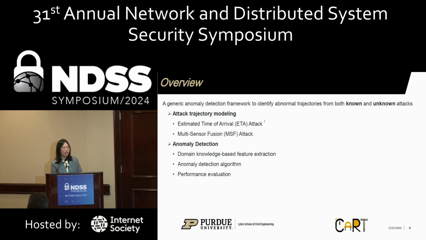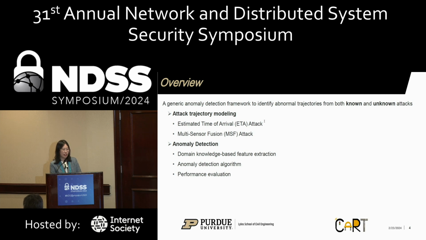So here, the known attacks refers to the attacks that have happened previously. So their abnormal patterns and the abnormal trajectories are known and can be used to train the anomaly detection model. And the unknown attacks refers to the attacks that may happen in the future. So their attack patterns are unknown.